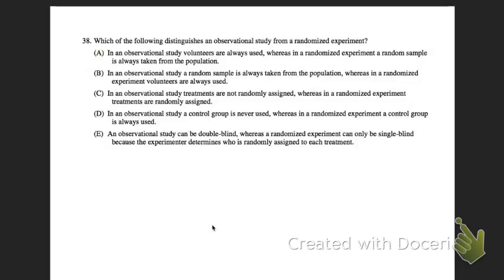Is it C? 38. Yeah. So with C, they're not randomly assigned, they're randomly selected. And then in an experiment, they're randomly assigned. The word always is what gets a lot of these things. Always is like an absolute; it could sometimes happen, but not always.